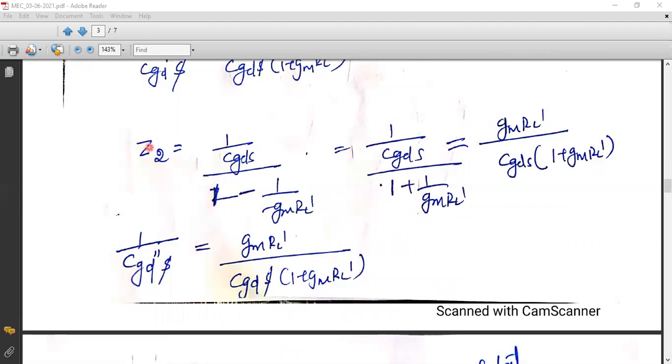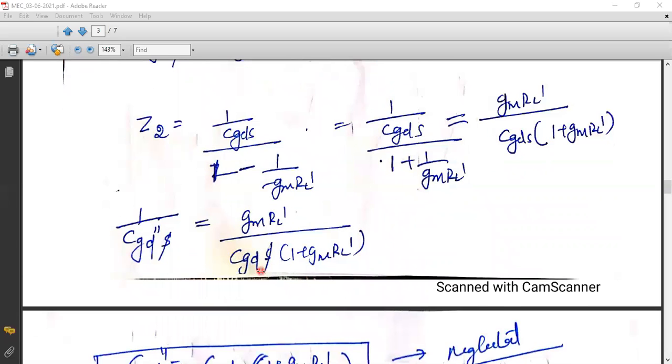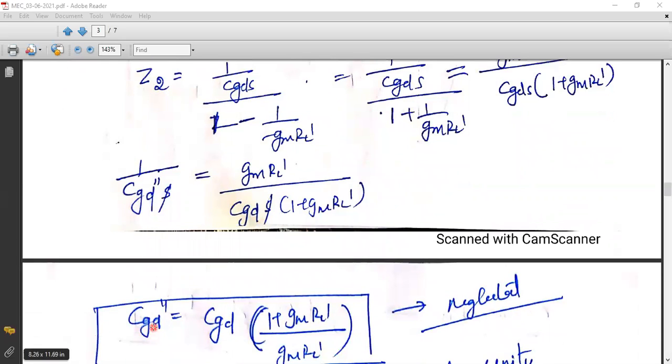Okay. Now what is Z2? Z2 is the new value of capacitance corresponding to Z. So second value, right? So I will put double dash. So 1 by CGD double dash S is equal to this value. So you can cancel S from both the sides and take the reciprocal. You will get the new value of capacitance CGD double dash is equal to.